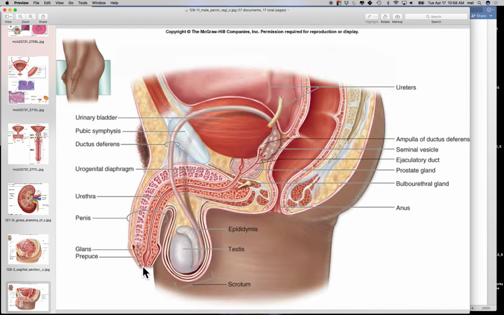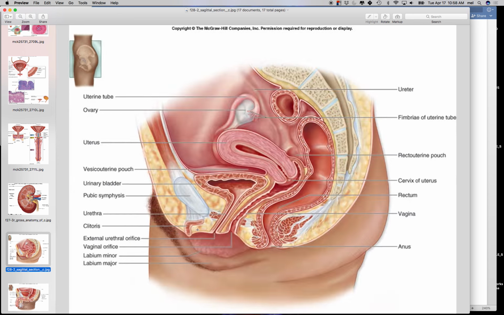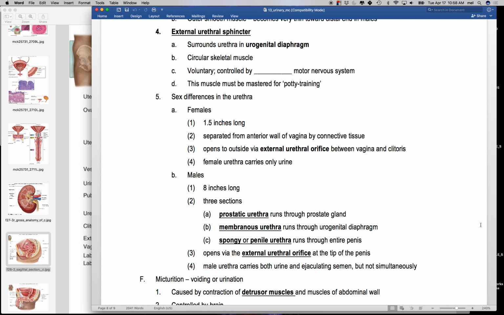Okay, so males, of course, are going to have 2 openings. The external urethral orifice is here. Ain't nothing in the vicinity, right? Okay. External urethral orifice in females is right here. Every once in a while, by the way, the vagina can actually open into each other. It's a not uncommon anatomical variation.